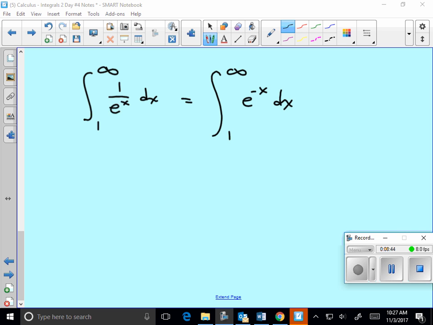And I would use u sub. I would call u negative x, and du would be negative dx. So negative du would be dx, and then we roll from there. Okay, so u is negative x, so this would be e to the u. And dx is negative du, so I would bring that negative out here.